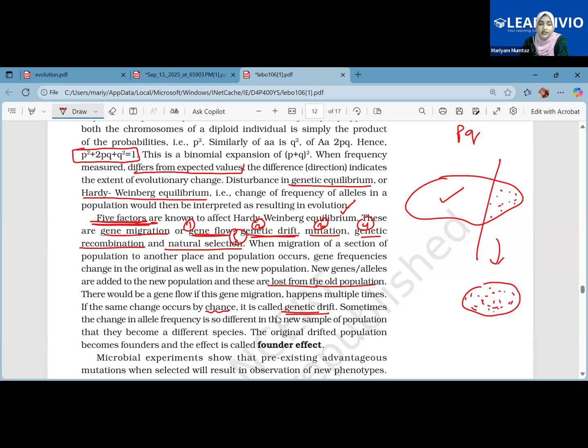Sometimes the change in allele frequency is so different that in the new sample of population, they become a different set of species only. This is called the founder effect. Because of any XYZ reason, they got drifted apart. So now they become the founder of this particular area. They become a separate species of their own, nothing in relation to this.